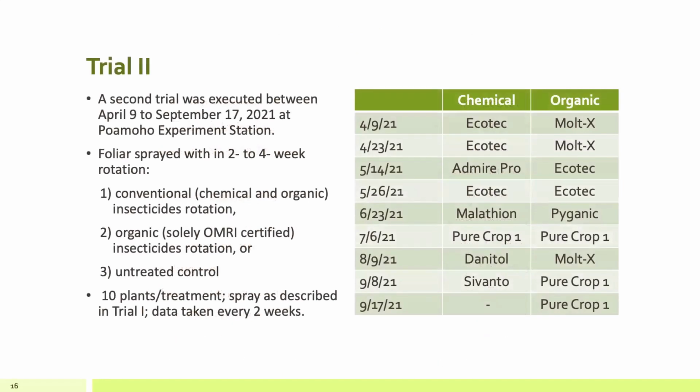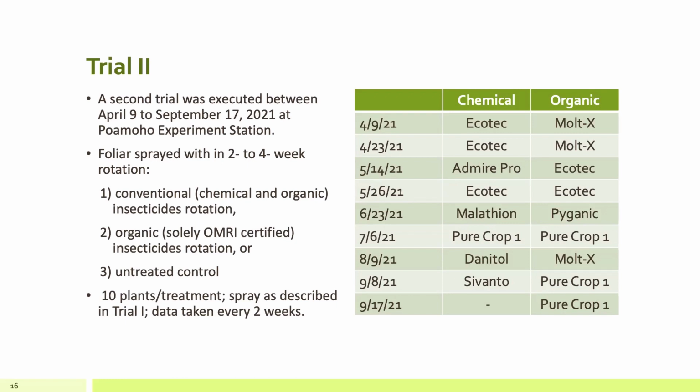So our second trial executed on April 9th and went till September 17th at the same collection at Pomoho Experiment Station. We applied foliar sprays within a 2 to 4 week rotation. The conventional rotation had both organic and non-organic products within that rotation, just to fill in some of the gaps. And then our organic treatment used solely ARMI-approved products that we could use in that rotation. And then we had an untreated control.